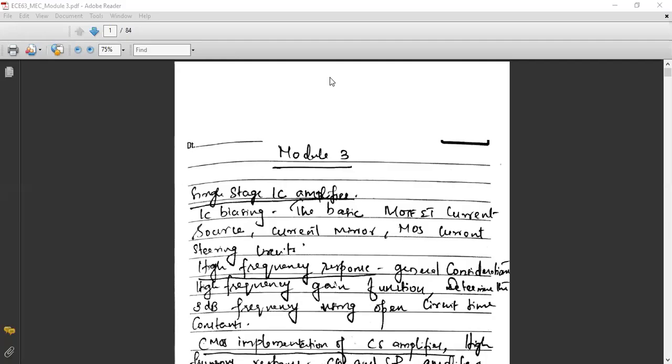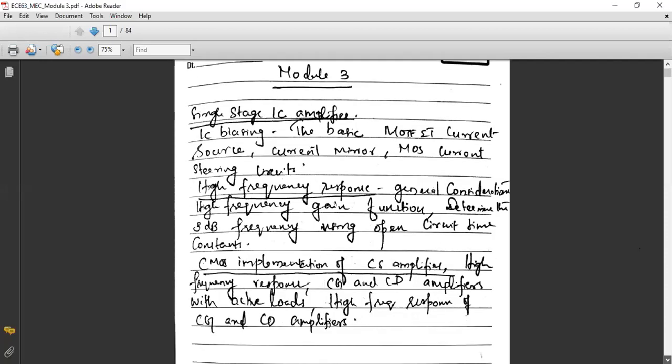Good morning, students. So today we will discuss module 3 of microelectronics. In this module, we are going to discuss the biasing techniques of IC.